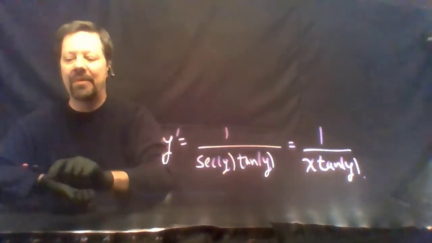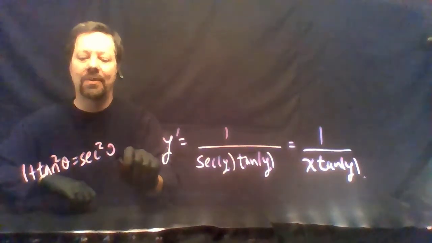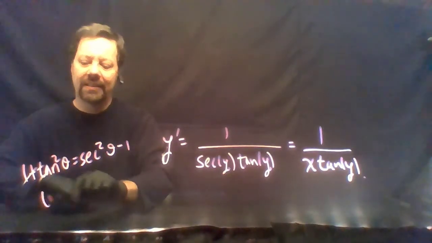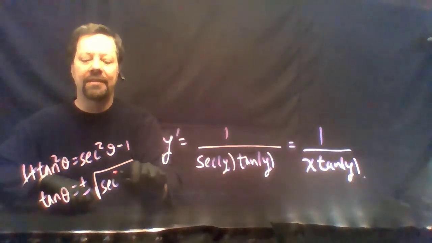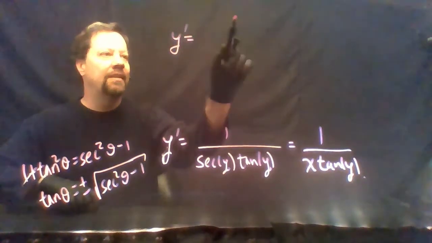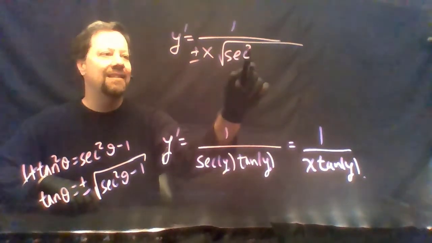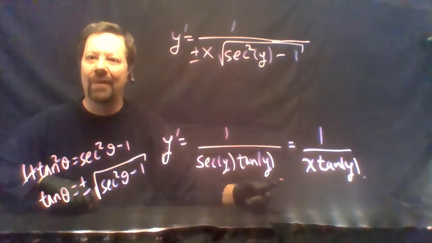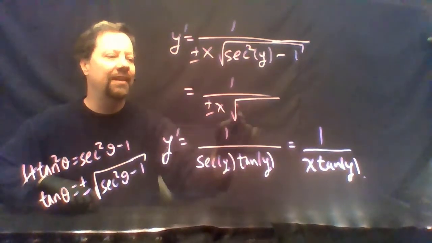Now, remember that 1 plus tangent squared theta is secant squared theta. We can move the 1 over and then take a square root to the tangent. Tangent theta will be plus or minus the square root of secant squared theta minus 1. So what we have here is that y prime is 1 over x times plus or minus the square root of secant squared of y minus 1, but secant of y was x. So we have 1 over plus or minus x times the square root of x squared minus 1.